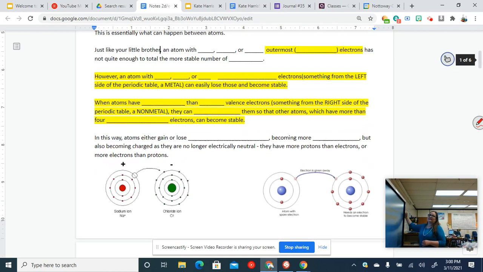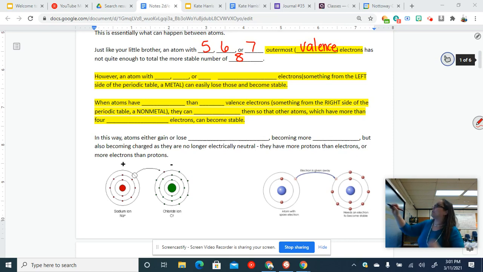So something basically like that can happen between atoms, and it's what happens in ionic bonds. So your little brother has $5 and he needs $7.50. So he's just a little short of what he needs. So anything that has 5, 6, or 7 outermost electrons, what's the vocabulary word for that? Those outermost electrons are the, good job, valence electrons. The valence electrons are those outermost electrons. And with 5, 6, or 7, we almost have enough to be a stable 8, but not quite.